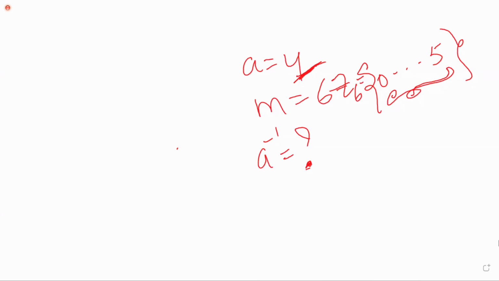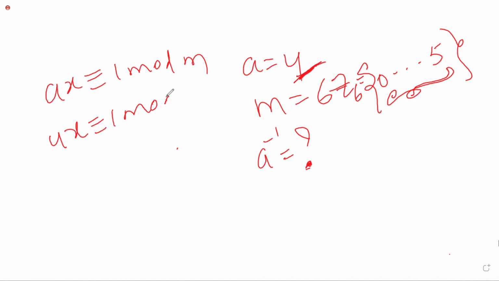Take the multiplicative inverse of a number, where A is 4 and M is 6. So how can we calculate this? The formula is we need to take some x, so that Ax is congruent to 1 mod M. Here A is 4, so 4x is congruent to 1 mod 6.